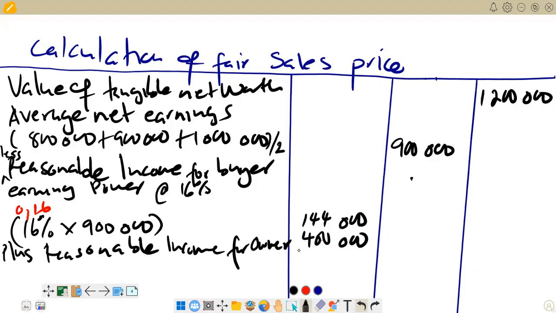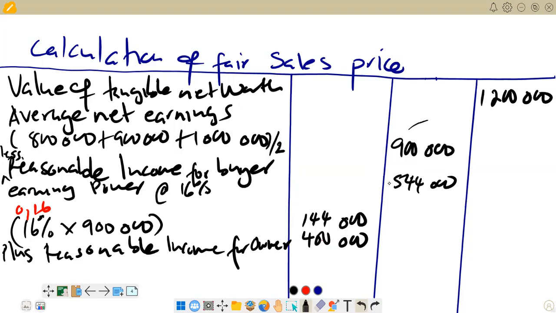And then we can now add the reasonable income for buyer with earning power at 16%. So if you add the two, 144,000 plus 400,000, you are going to get 544,000. So then we put the answer here, 544,000. And remember, we are saying less here, so it means that this figure we are subtracting from 900,000.